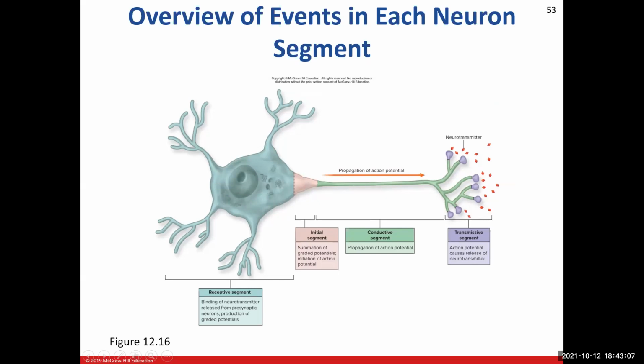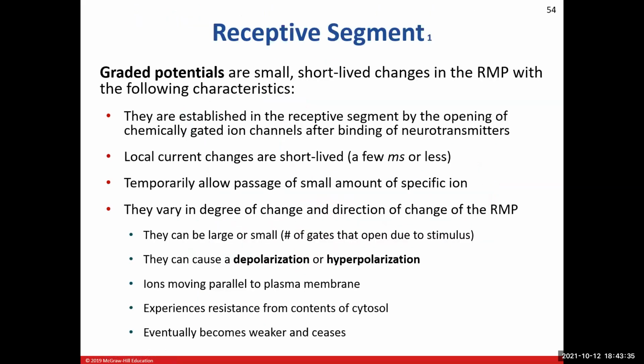Then once we get the action potential going, it's going to go from point A to point B, all the way down what we call the conductive segment. That's the axon. And then as it travels down the axon terminals out to the synaptic knobs, we finally wind up with that action potential, that electrical signal, getting converted into a chemical signal, which is going to be the release of that neurotransmitter. So we're going to walk through this, and you're going to be amazed, and you're going to love it. I hope you do. All right, so let's start off with the receptive segment.